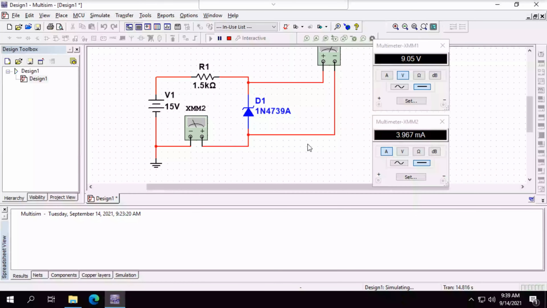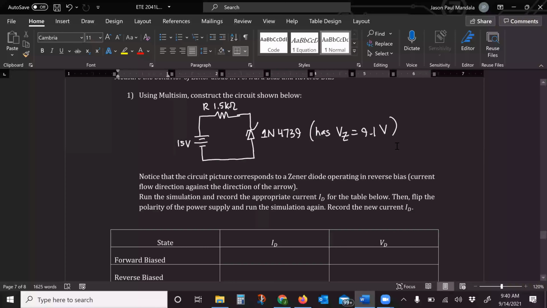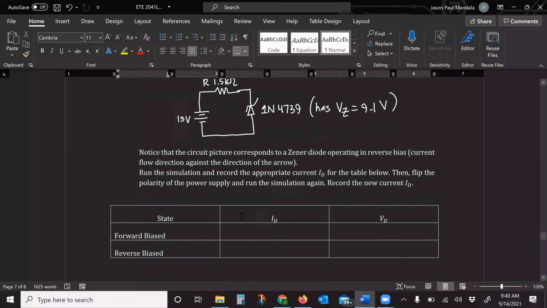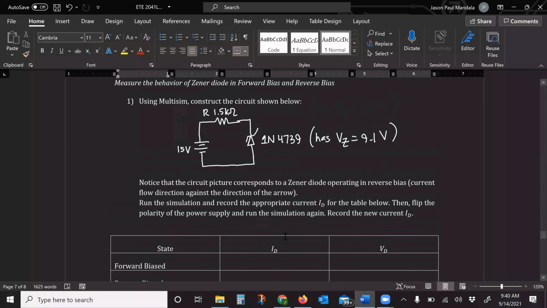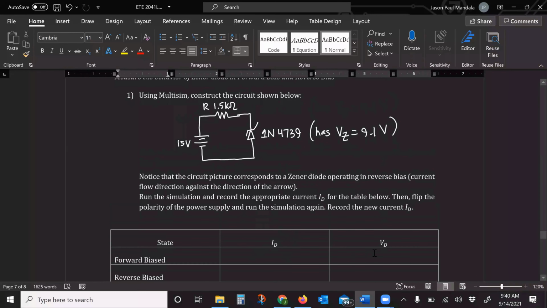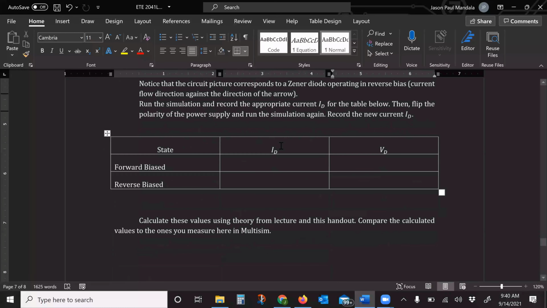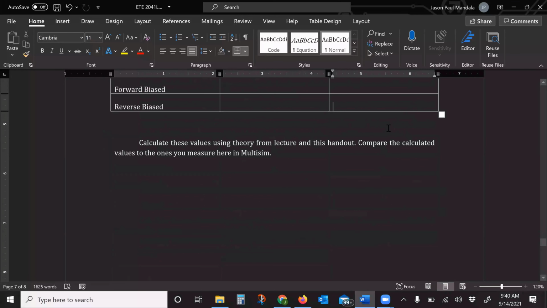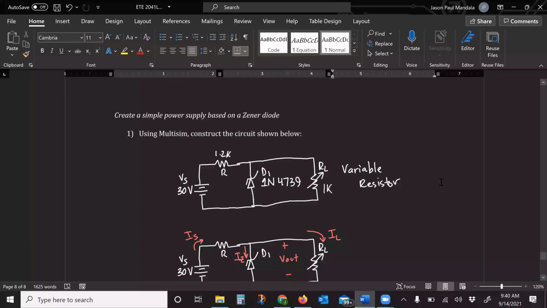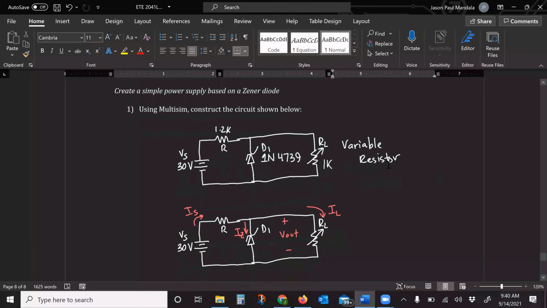And the last part of the lab is to, so just to reiterate, the first part here is just measure it in forward bias and reverse bias, and record the current and voltage for each of those. So that's what I just did there. You can calculate those from theory and then compare. Okay, the next circuit is something like what we were discussing with that simple power supply.